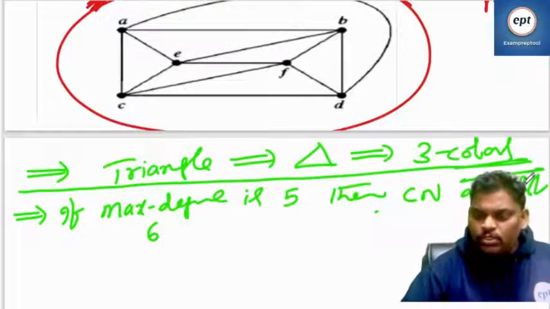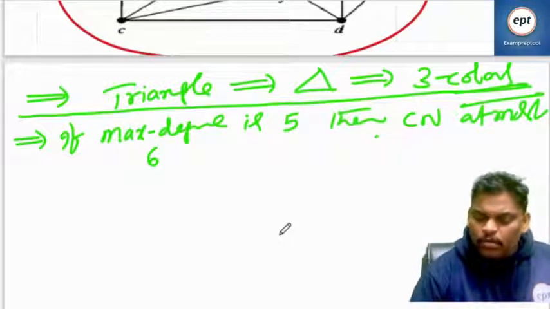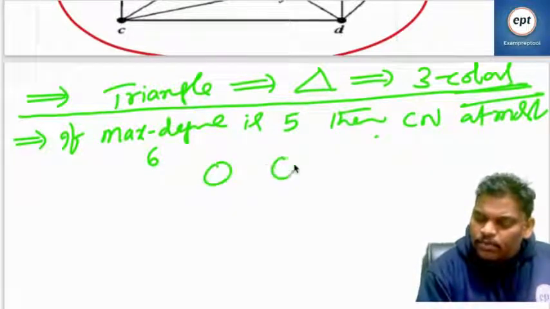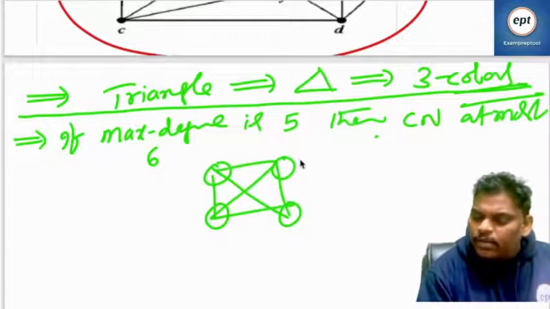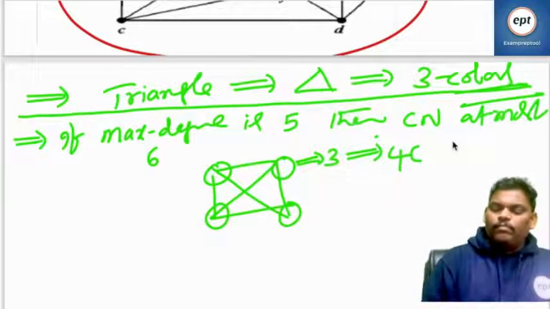If anyone has a small doubt, can you see this one? 4 vertices are there, a complete graph. 4 vertex complete graph. See this one. Maximum degree 3. 4 colors required. Complete graph.